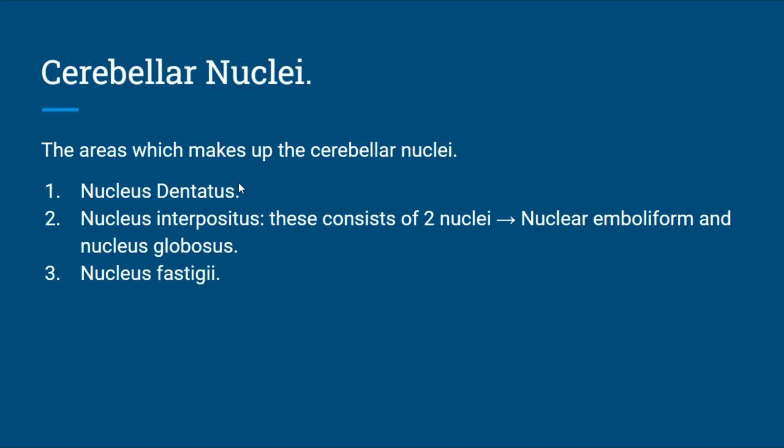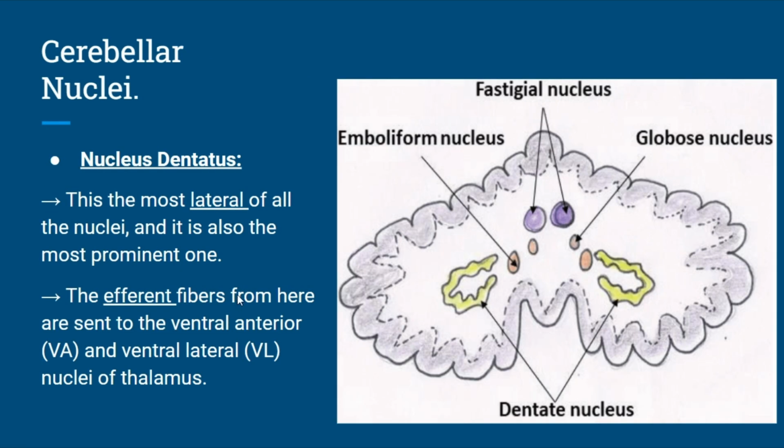So the areas which make the cerebellar nuclei are basically paired. That includes the nucleus dentatus, the nucleus interpositus, and that actually further consists of two nuclei, the nucleus emboliform and the nucleus globosus. And the last one is the nucleus fastigiae. So let's start with the nucleus dentatus.